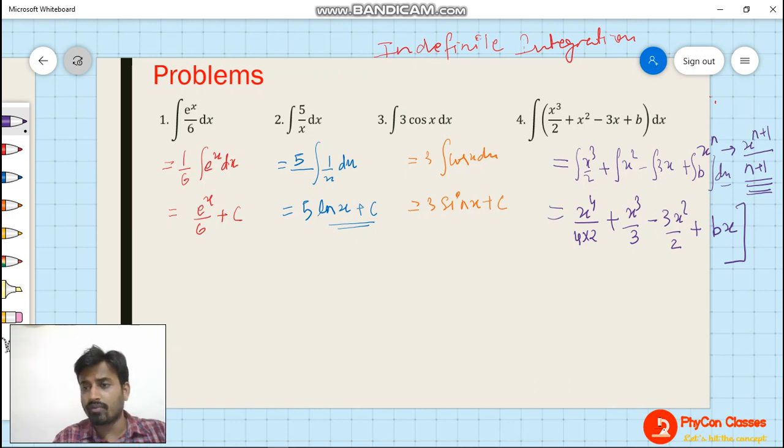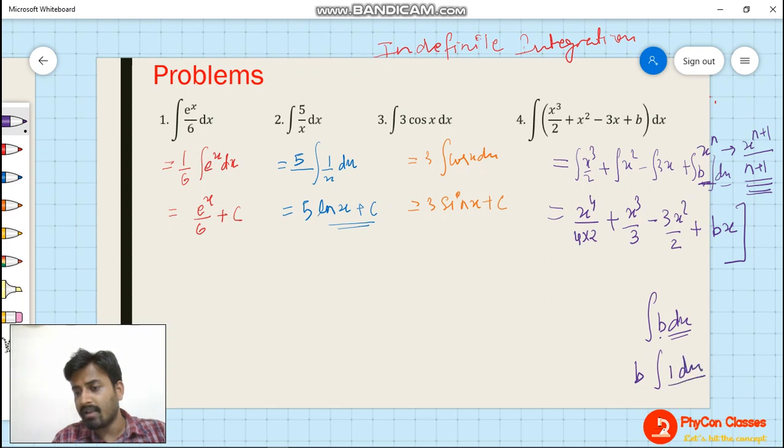Or what you can do, for this particular thing I am explaining, the integration of b dx. b is a constant, so you can take out b, then integration of 1 dx. So integration of 1 dx is x only. How, sir? How you got x means 1 can be written as x to the power 0. Then integration will be x to the power 0 plus 1 divided by 0 plus 1. So that is x only. So all these questions are done.